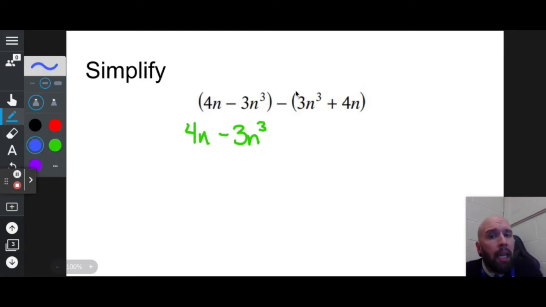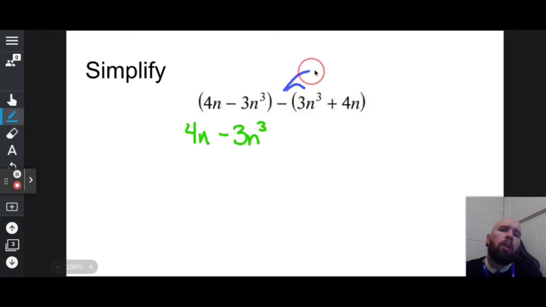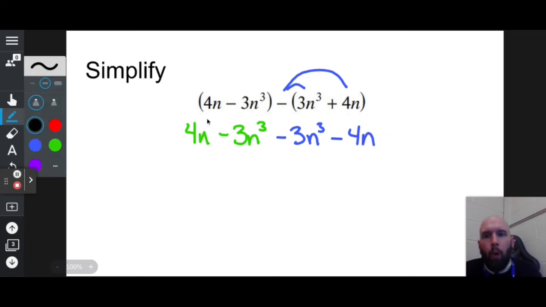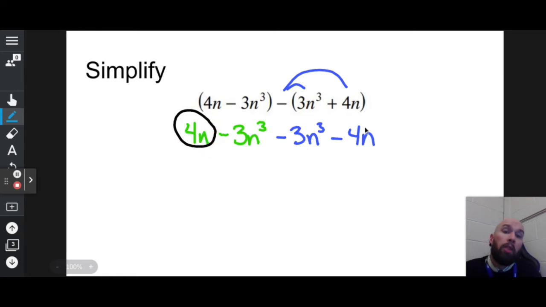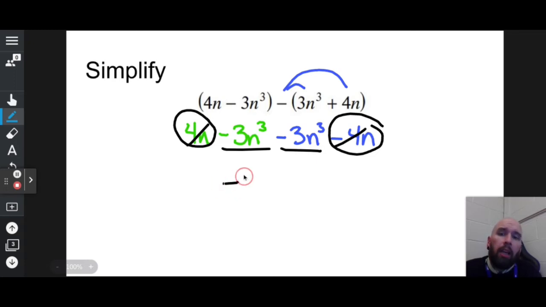If you have just a negative in front of a parentheses, you distribute the negative, which means you flip the signs of everything inside the parentheses. So 3n cubed becomes minus 3n cubed. Positive 4n becomes minus 4n. 4n combines with negative 4n to just disappear. How about that? Negative 3n cubed minus 3n cubed is negative 6n cubed.